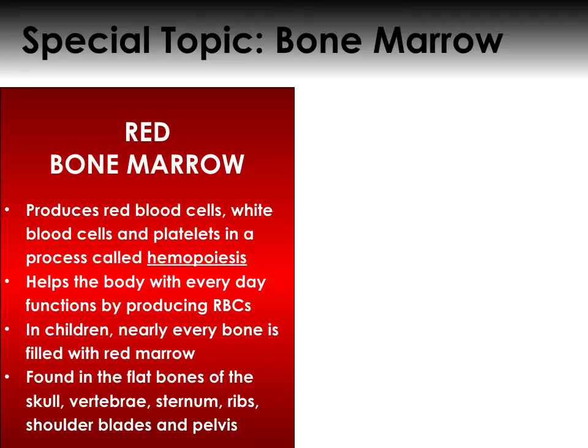Red bone marrow produces red blood cells, white blood cells, and platelets in a process called hemopoiesis. It helps the body with everyday functions by producing those red blood cells. Interestingly, in children, almost every bone is filled exclusively with red marrow. It's found in the flat bones of the skull, vertebrae, sternum, ribs, shoulder blades, and pelvis.